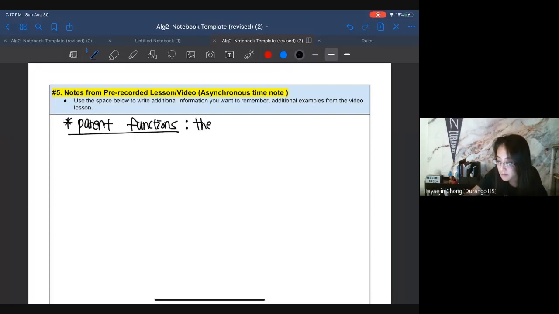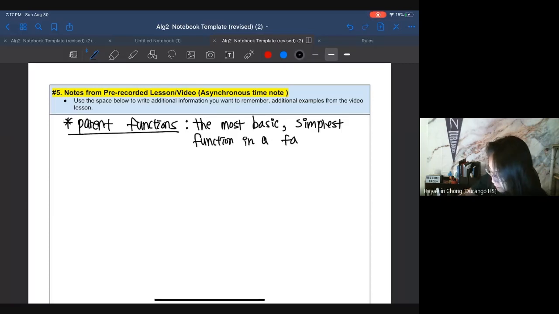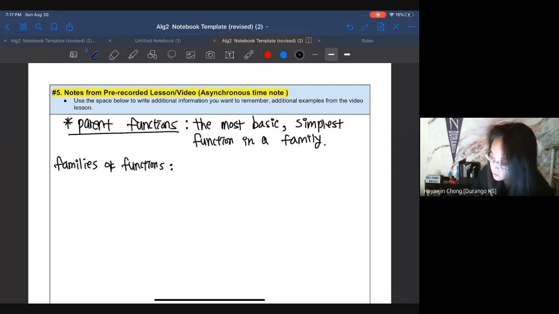Parent function is the most basic, or you can say simplest, function in a family. Okay. What does family mean though? So families of functions, let's go over that too.